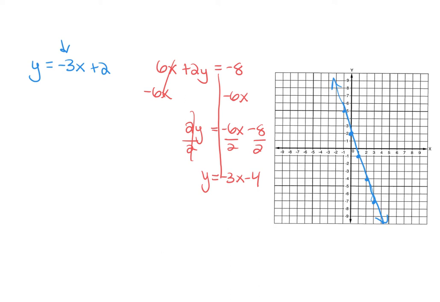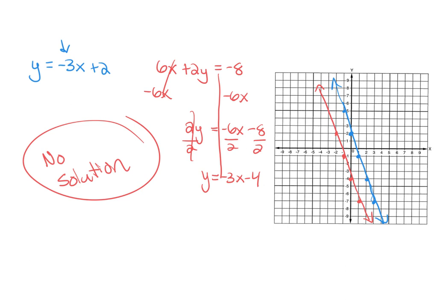To graph this function, I'm going to start at negative 4, and the slope is down 3, right 1. It has the same slope as the left one. So if they have the same slope, they create parallel lines. So where do they intersect? They never intersect, so there is no solution to the system. Parallel lines can't intersect, so there's no solution.